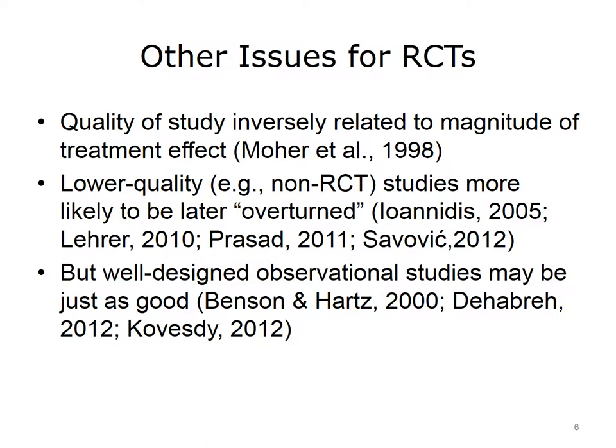It has also been found that evidence of lower quality, particularly non-randomized controlled trials, is more likely to be later overturned than is good, high-quality evidence. However, it should be noted that well-designed observational studies in which you don't randomize and control people may be just as good as an RCT if the observational studies are well-designed and well-carried out.